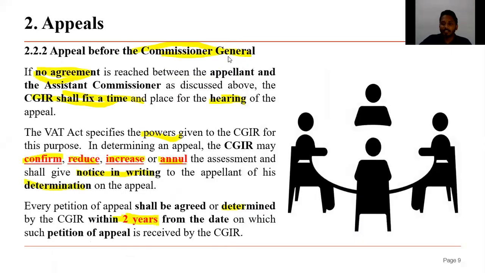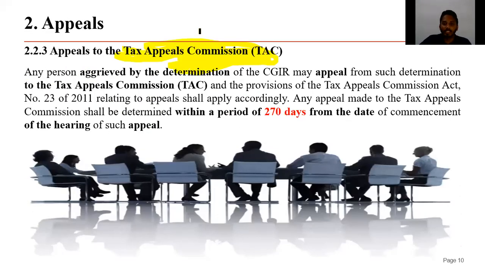If you disagree with the assessment determination given by the CGIR, that means the parents' decision, then you need to appeal that determination to the Tax Appeal Commission. We call it in simple wording the Tax Appeal Commission. You can again appeal to the Tax Appeal Commission as per the Tax Appeal Commission Act number 23 of 2011, and related appeals accordingly.